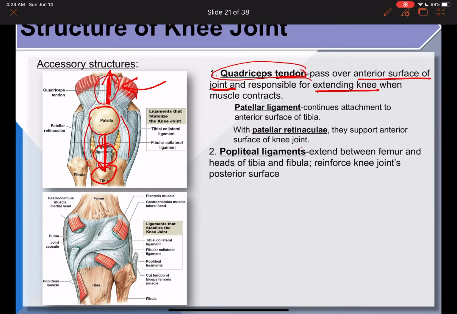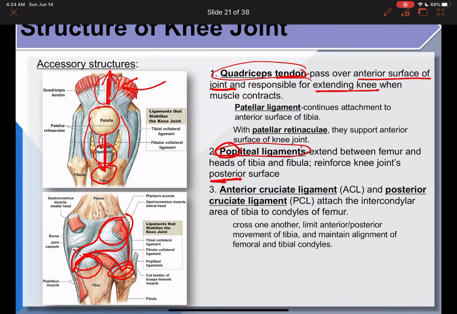And then you have popliteal ligaments, which extend between the femur and the heads of the tibia and fibula. So there's this one right here, it's a popliteal ligament, and this one right here. Both of them are attaching the femur towards the head of the tibia bone and the fibula bone. This reinforces the knee joints at the posterior surface. So popliteal, P-O-P, for posterior surface, not the anterior surface of the bone. And then you have 4 other ligaments that stabilize this joint.